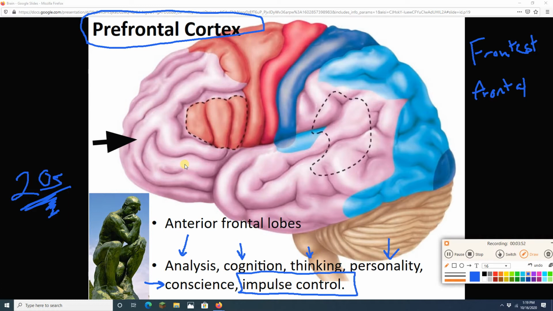Different animal species, by the way, have different sizes to their prefrontal cortex. So you're going to see that if you look at some, dumb animals will tend to have a smaller prefrontal cortex.